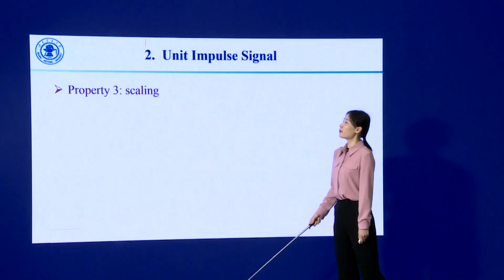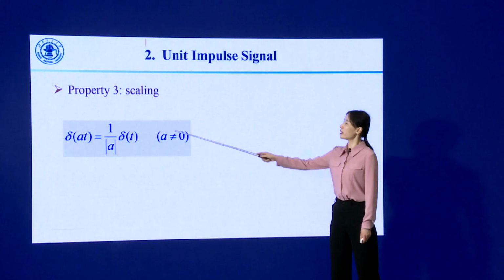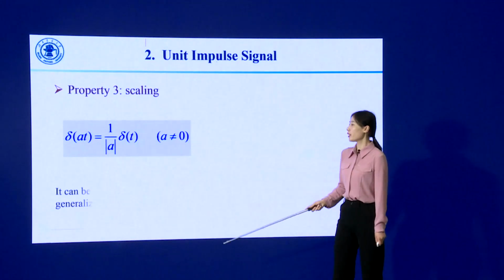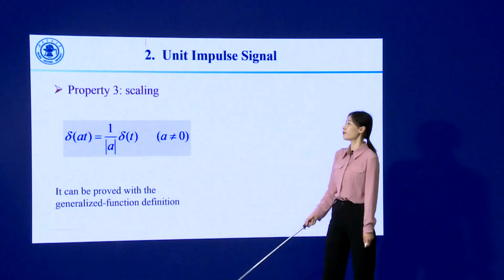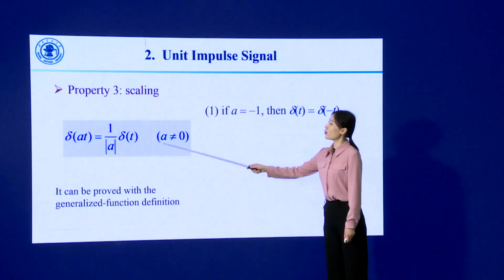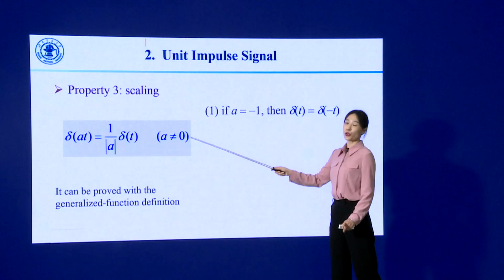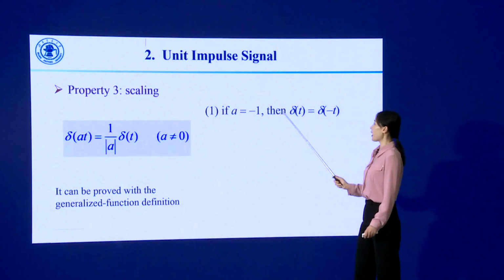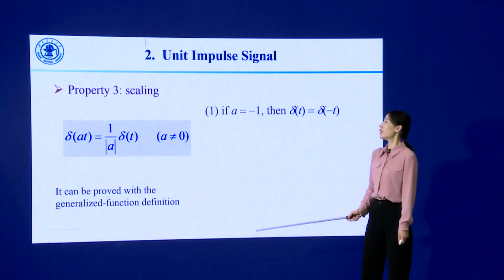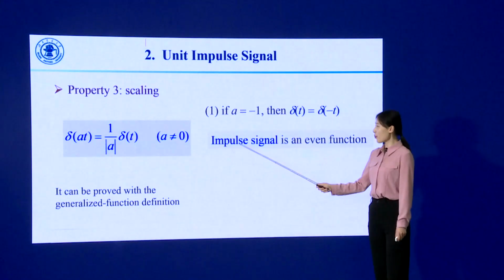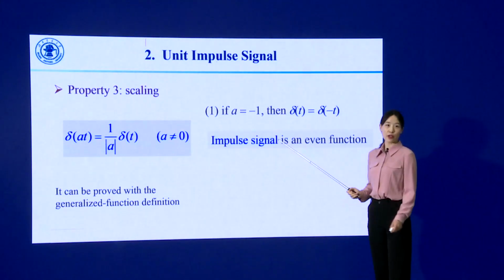The scaling property can be described in this equation. It can be proved with the generalized function definition. In this equation, when a is equal to -1, we can get delta of t is equal to delta of minus t. That is to say, the impulse signal is an even function.